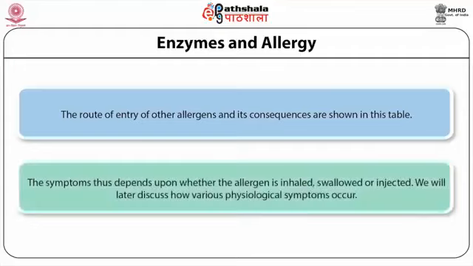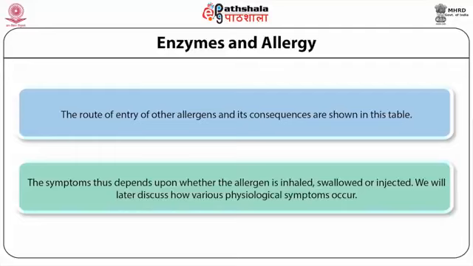The symptoms thus depend upon whether the allergen is inhaled, swallowed, or injected. For example, the syndrome systemic anaphylaxis. In this case, the common allergens are drugs, serums, venoms, and even peanuts. The route of entry is intravenous. Response normally is edema, increased vascular permeability, tracheal occlusion, and circulatory collapse, and even death.